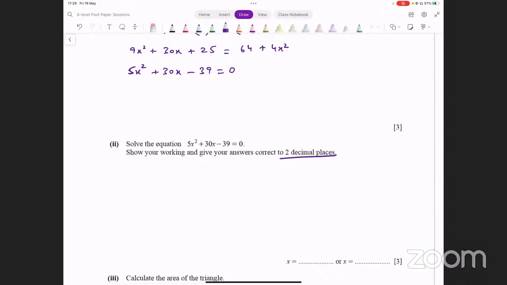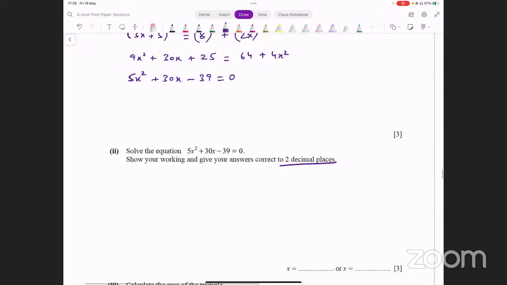So let's figure that out. Let's input values in the quadratic formula. Minus b, so that's minus 30 plus minus square root of 30 squared minus 4 into 5 into minus 39, whole divided by 2 into 5.